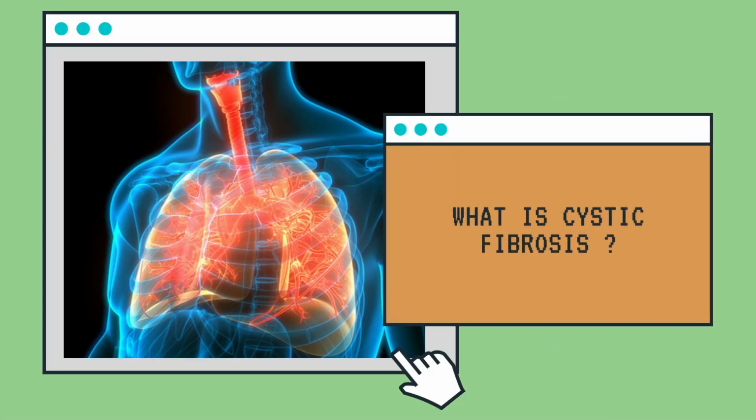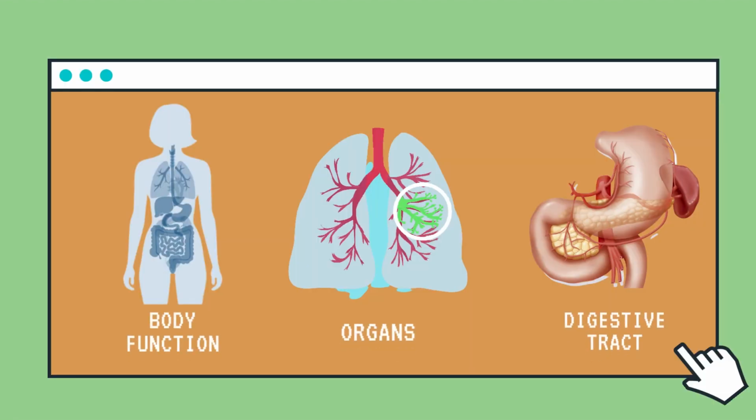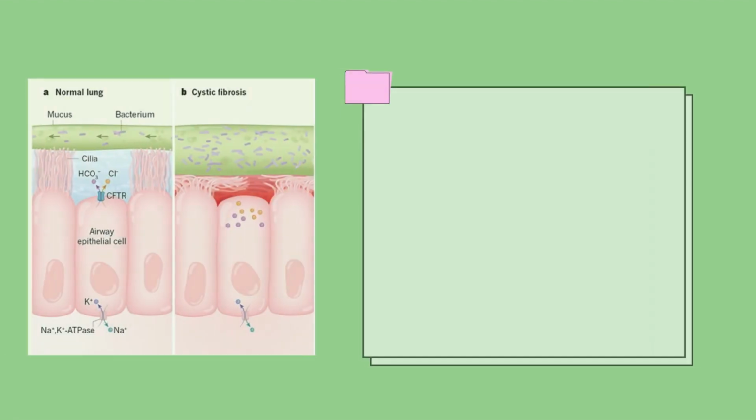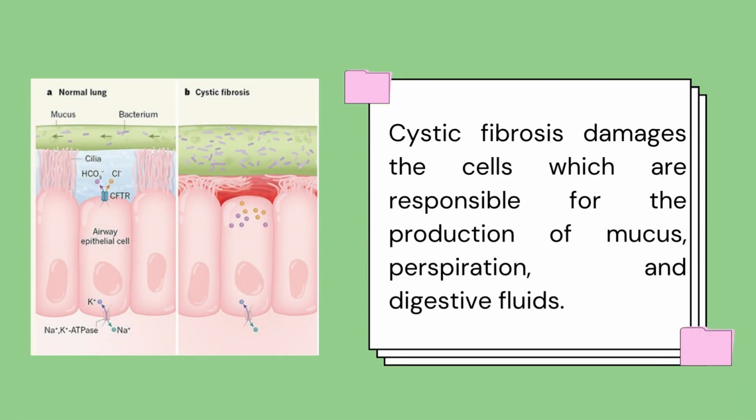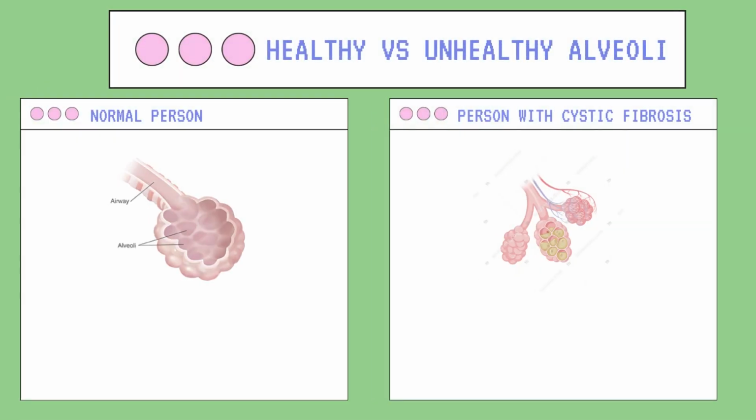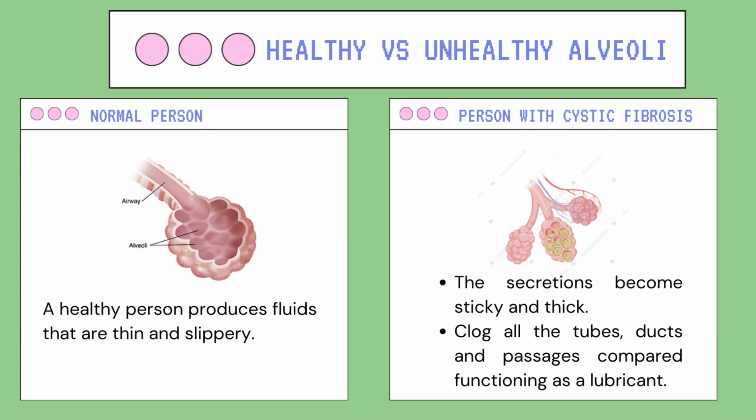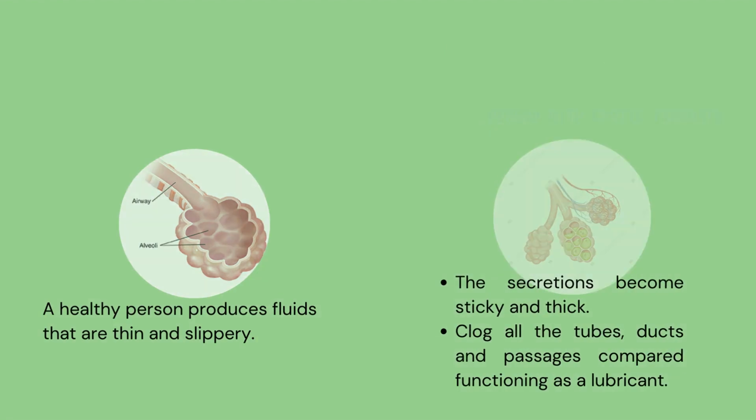Let's start with the introduction. Cystic fibrosis disorder is a disease that causes severe damage which impacts the human body function, organs, and digestive system. It is also known as an inherited disease in medical terminology. Cystic fibrosis damages the cells which are responsible for the production of mucus, perspiration, and digestive fluids. Normally, a healthy person produces fluids that are thin and slippery. However, in persons with cystic fibrosis, the secretion becomes sticky and thick. Besides, it will clog all the tubes, ducts, and passages instead of functioning as a lubricant.